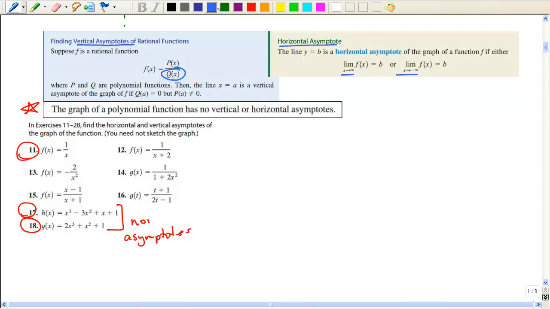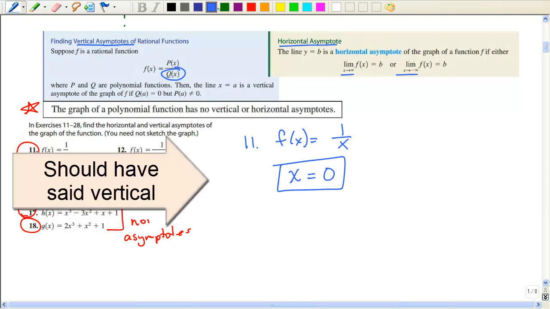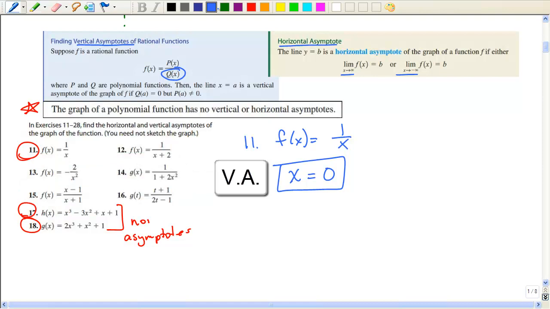Let's look at number 11. The vertical asymptote, you look at the denominator, and you set that equal to 0, and that is your vertical asymptote. Go back to domain, that says the function cannot be defined at 0 because we would be dividing by 0. So we represent that in the graph by a vertical asymptote. Hopefully you remembered that from college algebra as well.